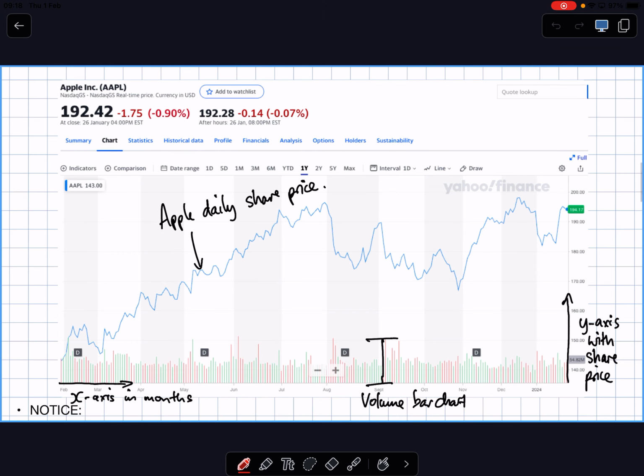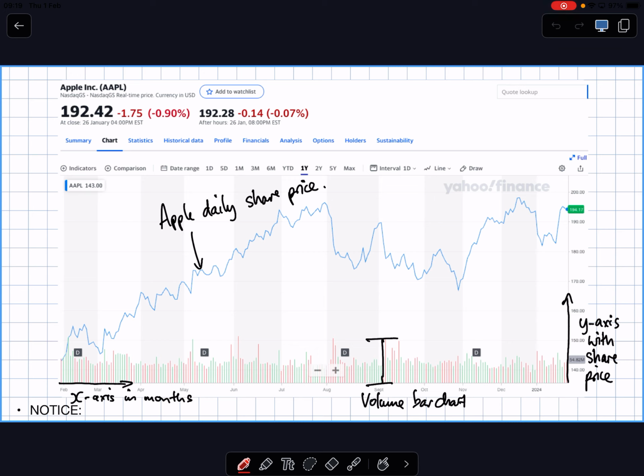Can you see that the blue line is tracking Apple's daily share price? Can you see that X represents time because you've got July, August, so it goes across there. The y-axis is the share price, obviously. And you can see a little bar chart at the bottom, which is the volume. Volume represents how many shares were traded.